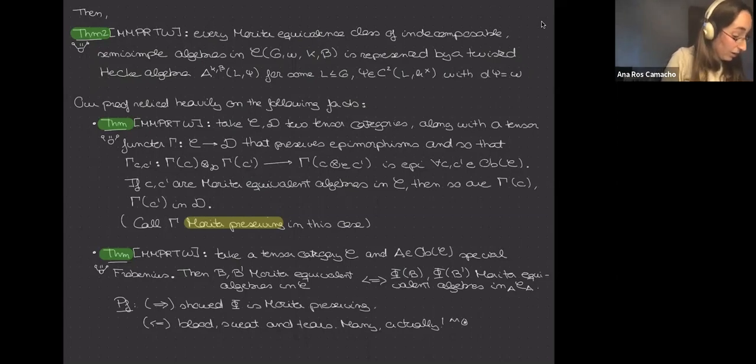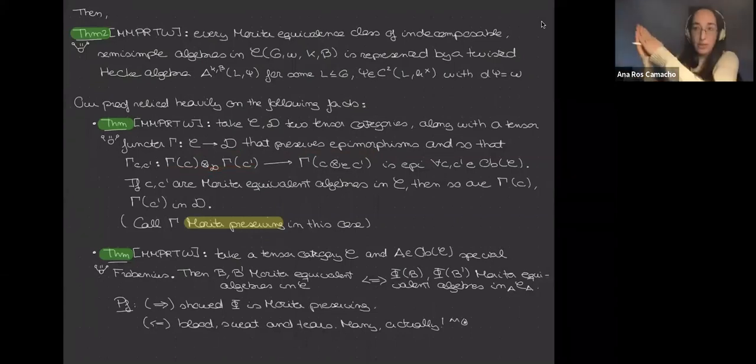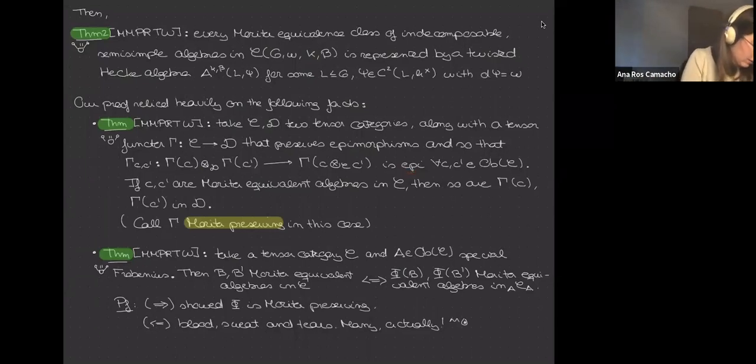So just a word on how this proof works. It relied very strongly on a couple of facts. To begin with, we needed to come up with the notion of a Morita preserving functor. Let me go step by step. Take two tensor categories, I'm going to denote them C and D, and a tensor functor going from one to the other that satisfies two conditions. One, that it needs to preserve epimorphisms, and then the morphism relating the tensor product of one and the other needs to be an epi as well. So if you have two objects in your category C, I should have said here that they are objects in C.